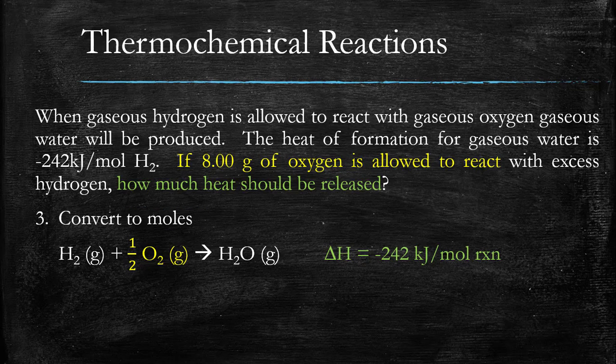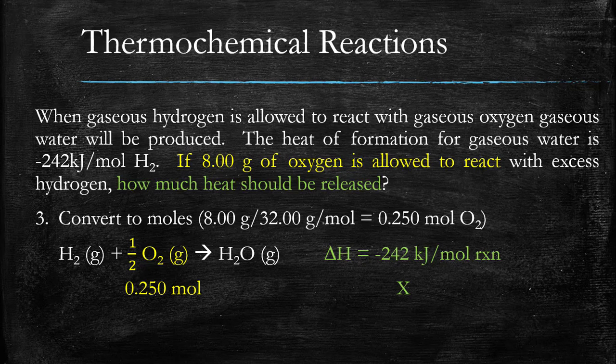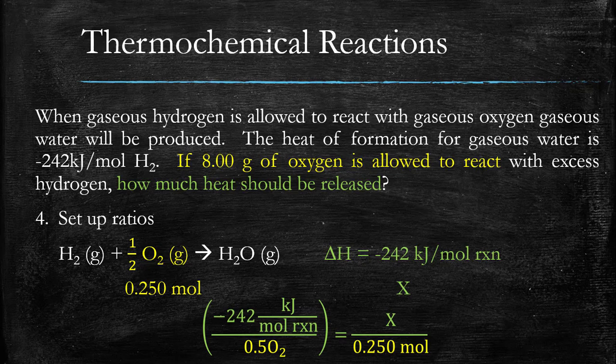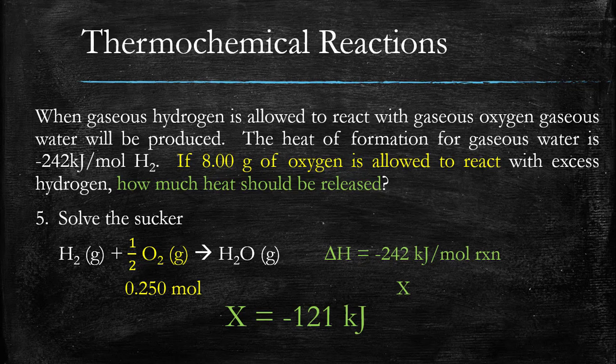We're going to convert our oxygen from grams to moles. So we do out that equation. Grams divided by molecular weight equals moles. So we have 0.250 moles of oxygen. We're looking for the value for delta H. We're going to set up our ratios. Minus 242 kilojoules per mole of reaction is to a half mole of O2, as X is to a quarter mole. Now we're going to solve it, so we're going to cross multiply and divide. And when we do that, we get minus 121 kilojoules.